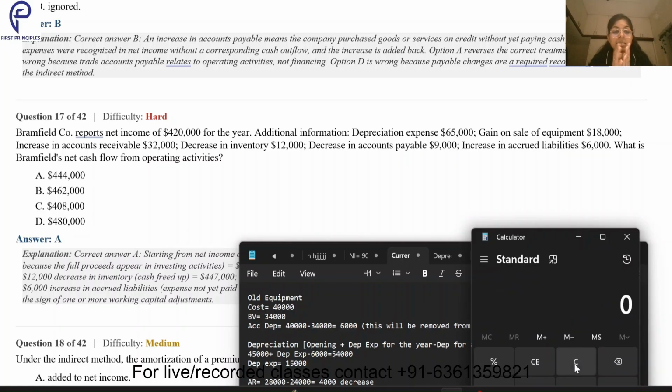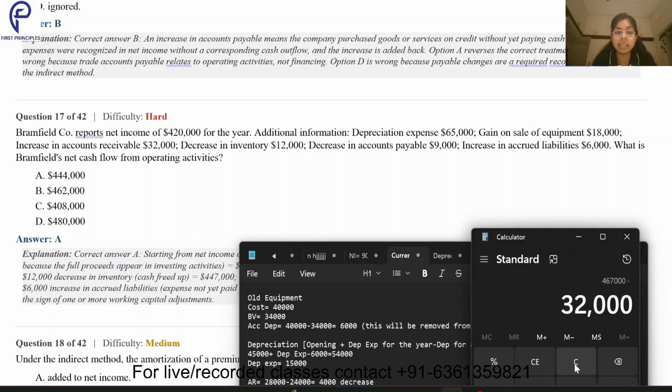The company says net income is given as 4,20,000. Then depreciation expense. Should depreciation be included? No, depreciation should be added back, because it's a non-cash expense. Then gain on sale of equipment. Gain on sale of equipment should be reduced. Why? Because it will already be recorded in my investing activity. Then increase in accounts receivable. Increase in current asset should be reduced.